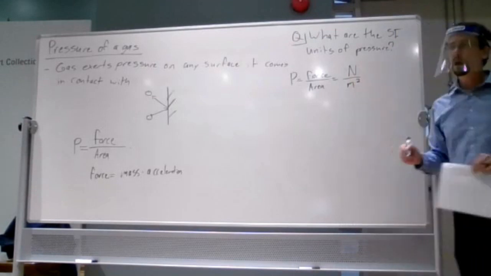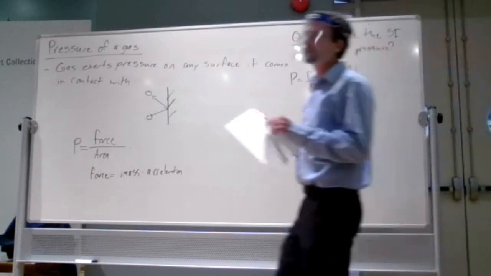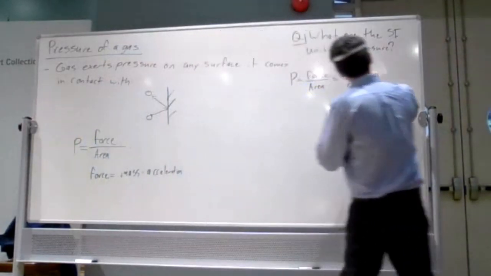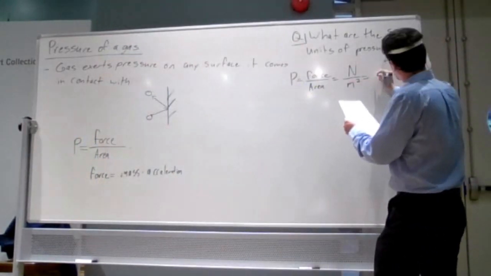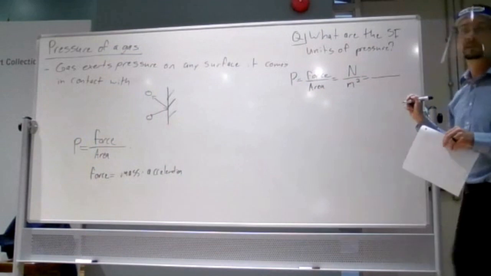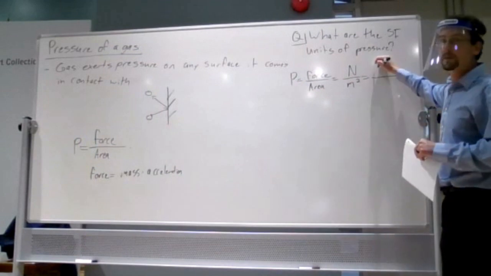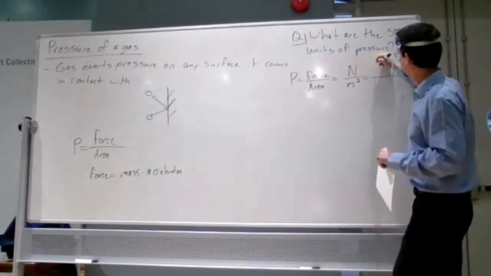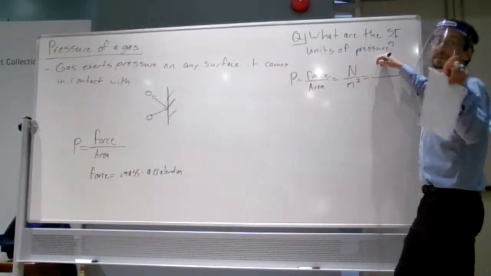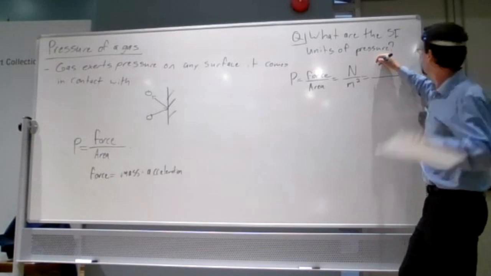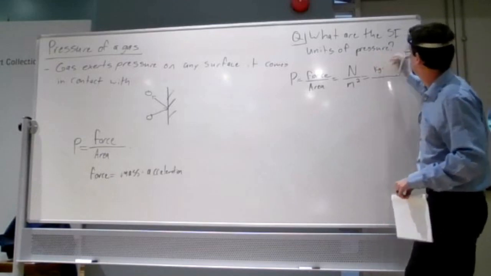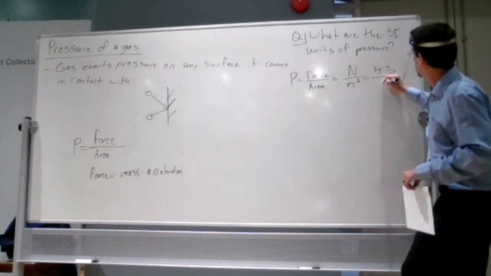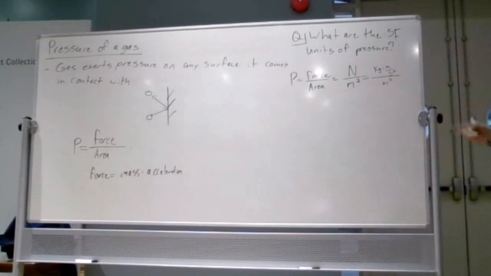Yeah, meters squared. Okay, a newton isn't actually an SI unit, right? It's a conglomeration of a bunch of different SI units. Does anybody know what a newton is in SI units? Thinking back to mass times acceleration. Not grams, what's the unit for mass? Kilogram. Yep, kilograms, so kilograms times what? Yep. Divided by meters squared.